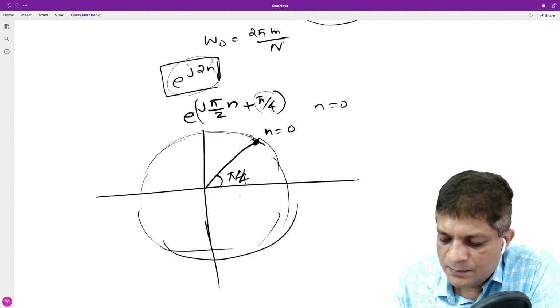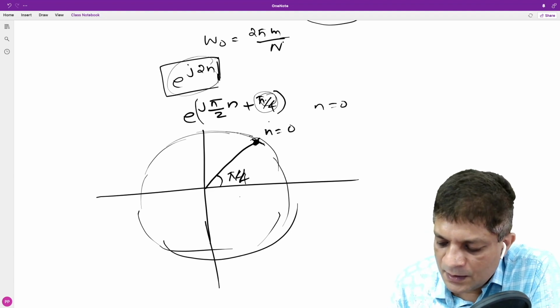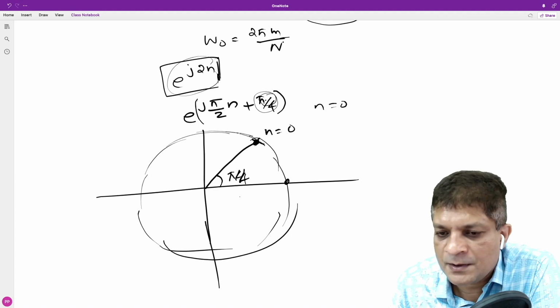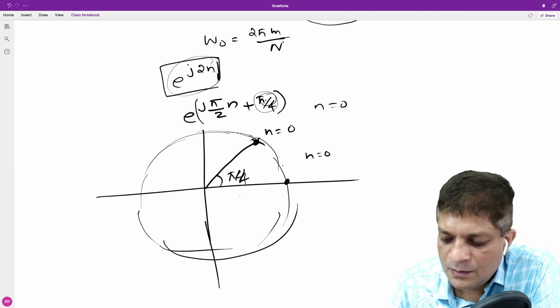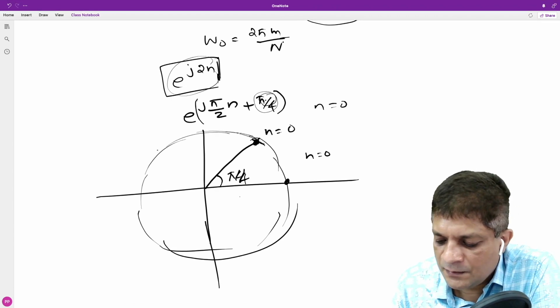So the meaning of this phase shift is that if there is no phase shift, we will start from here. This corresponds to n equals 0. And if there is a phase shift, we are starting from here.